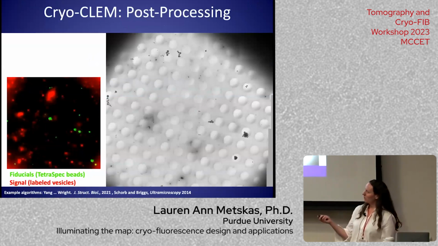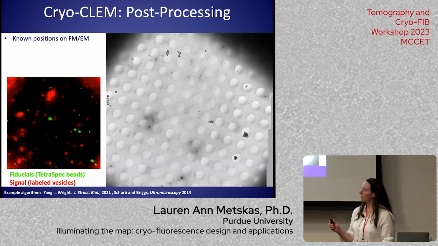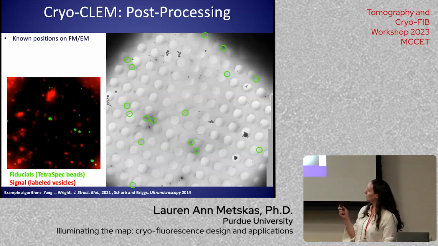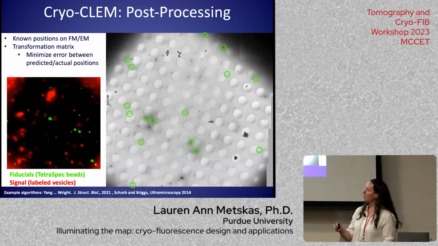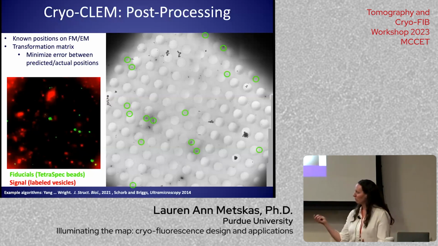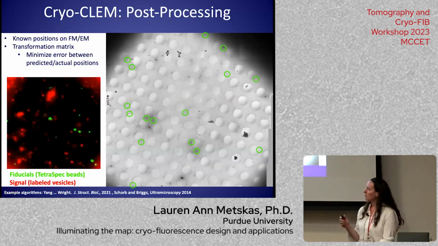In this case, we're using fiducial markers that are tetraspec beads, so they fluoresce in every single channel. And then the red is labeled vesicles. I'm going to identify in both all of the known positions. So these are my tetraspecs that I can see in the EM, and I can see the green in the fluorescence. And then I'm going to do a transformation matrix, which just minimizes the error between predicted positions. You can, again, do this with a number of different programs. I've included a couple down here, but it's essentially the same operation for most of them.